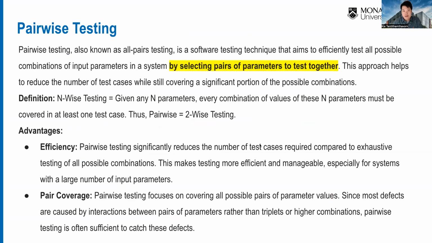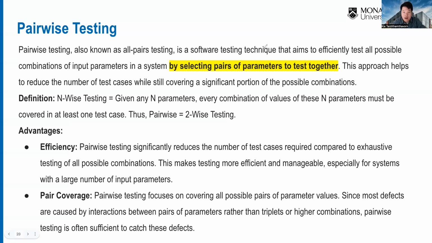One of the solutions is called pairwise testing. What is pairwise testing? Pairwise testing is a technique to test only the pairs of the parameters. By definition, pairwise means n-wise, and when we talk about pairwise, it is only 2-wise. Given any n parameters, every combination of values of these n parameters must be covered by at least one test case. What does it mean?